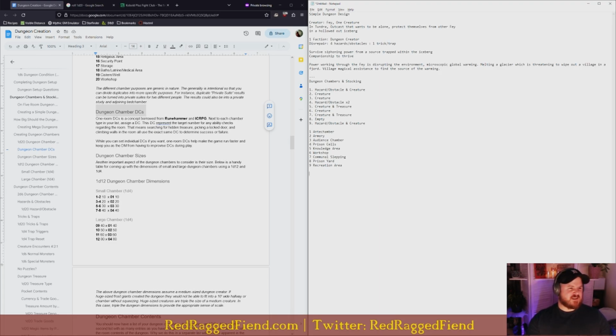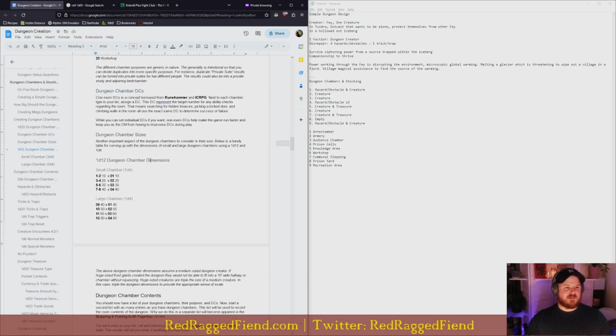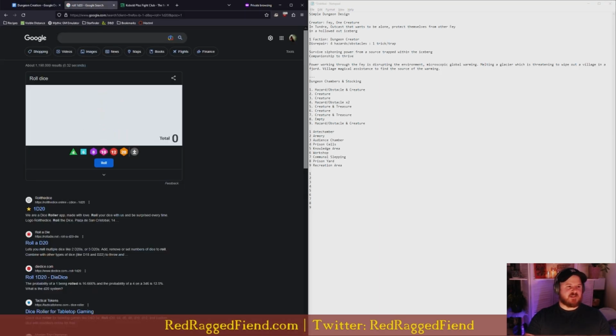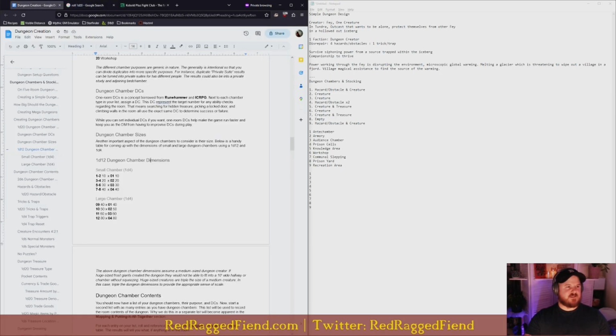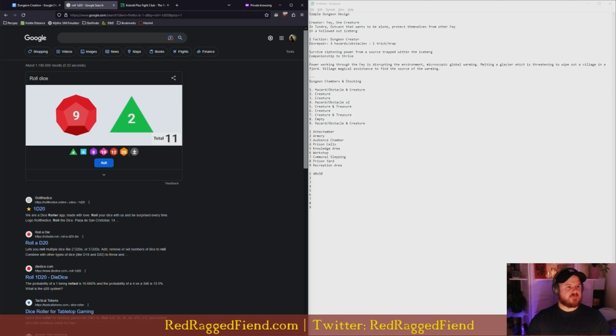So we're not going to do that right now, but we are going to do our dungeon chamber dimensions. So it's basically you roll a d12 and a d4, and that'll tell you whether it's going to be a small chamber or a large chamber, and the basic dimensions of those chambers. Because that is something we'll need to know as we're building out the dungeon. So we'll just get this started real quick. Okay, 9 and 2. All right, so that's 40 by 50. These are real simple to do.